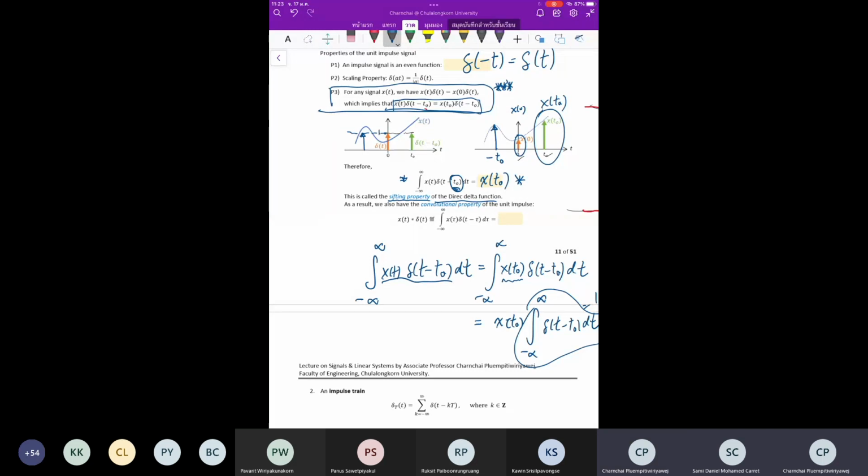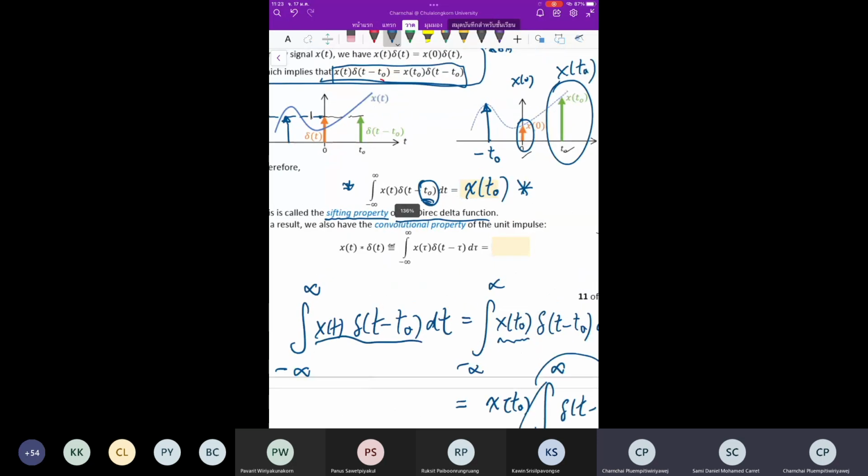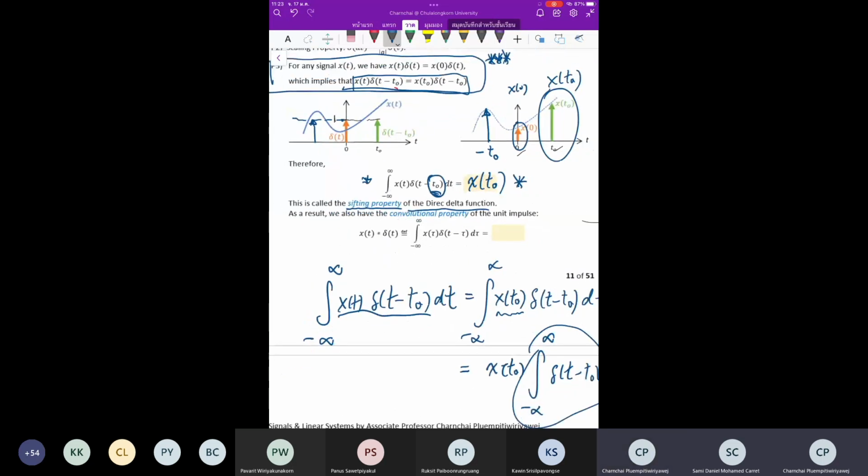The last one, however, is very important. This is called the convolution property of the unit impulse. We're going to learn the notation of convolution. This symbol means convolution, and by definition it is equal to the integral from negative infinity to infinity of x(tau) delta(t minus tau) d tau. What is it equal to? See, this is a tau, this is a tau. Well, actually, this is different. There's a t here, and this is a d tau now. So what is this equal to?